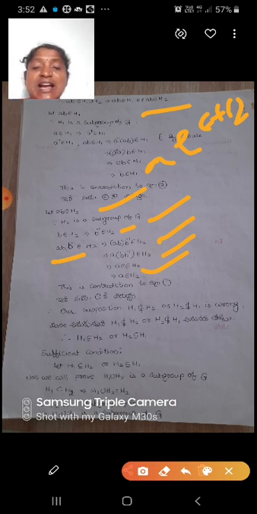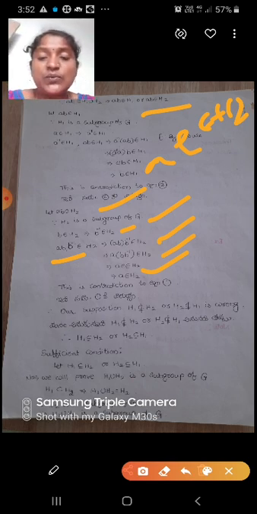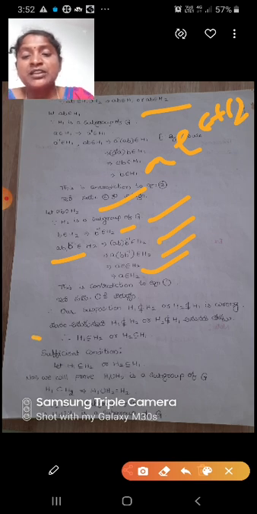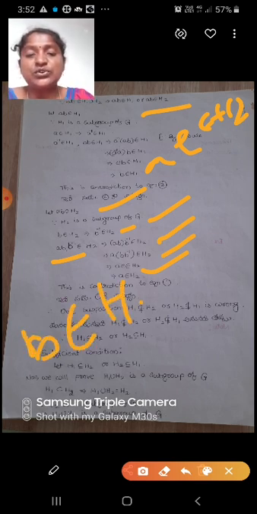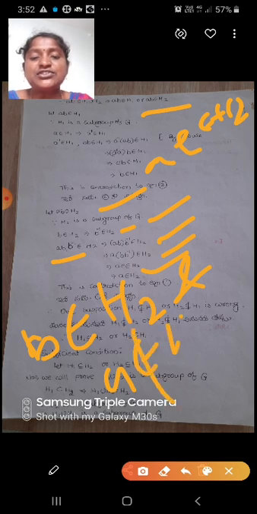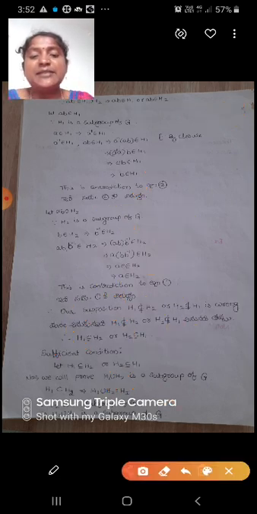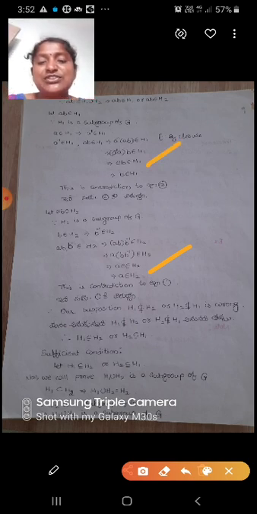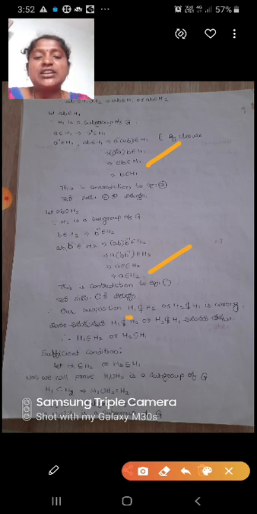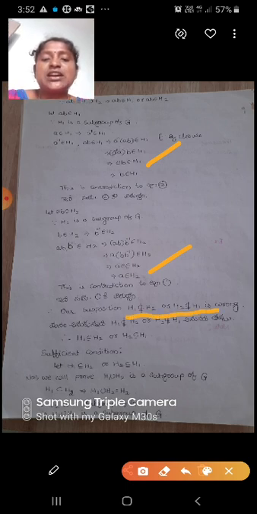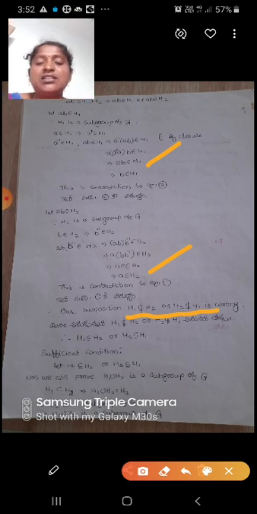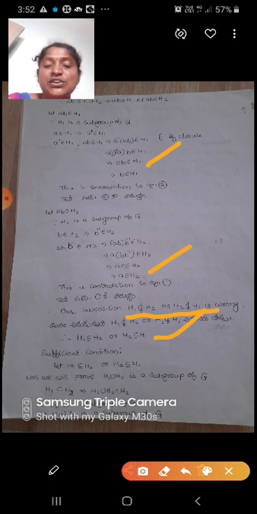Again, this is a contradiction to equation number 1. What is equation number 1? B belongs to H2 and A does not belong to H2. But here A belongs to H2, here B belongs to H1. So our supposition, what is our supposition? H1 is not a subset or equal to H2 or H2 is not a subset or equal to H1 is wrong. Therefore, H1 is a subset or equal to H2 or H2 is a subset or equal to H1. So this is the necessary condition.